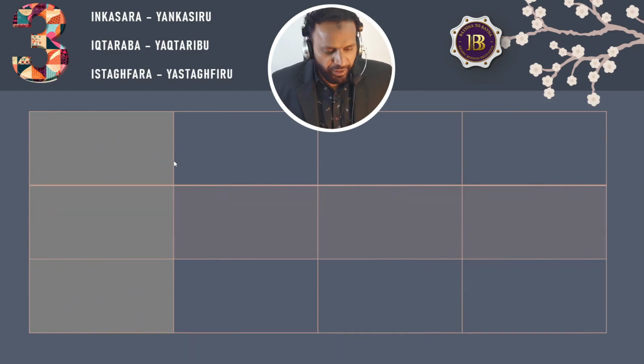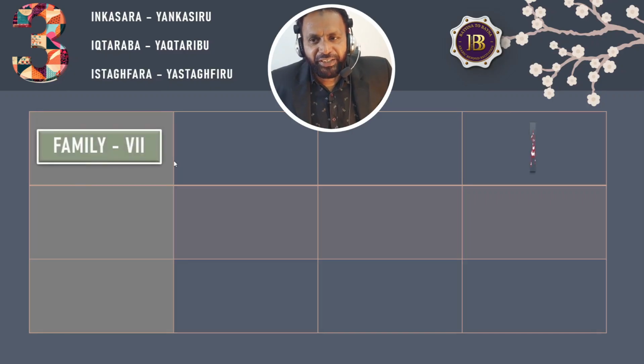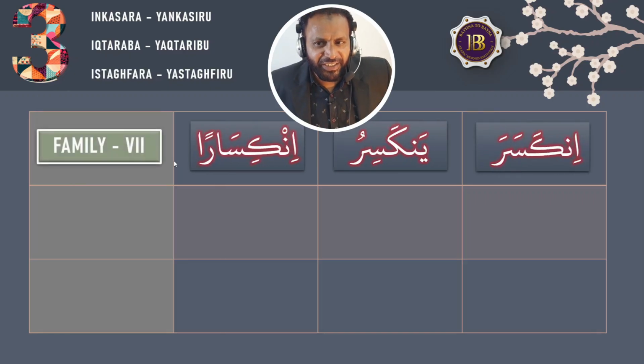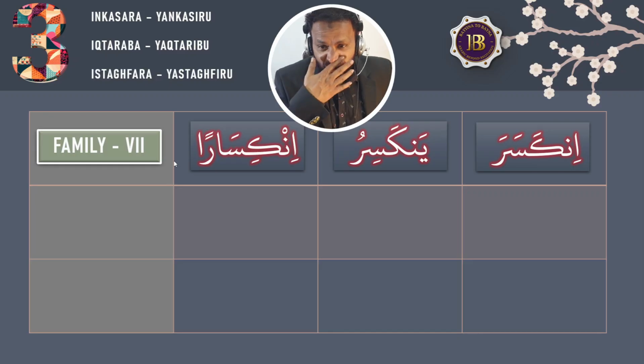Okay, so if you write this family number 7 in Arabic, this is how it will look. Inkasara yankasiru inkisaran. That is the structure of past, present and masdar. Family number 7. So similarly, what will be family number 8?